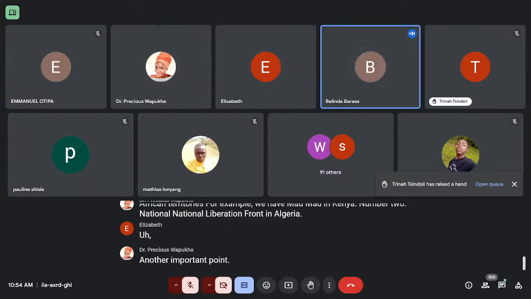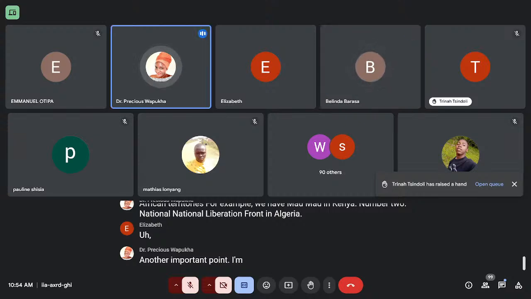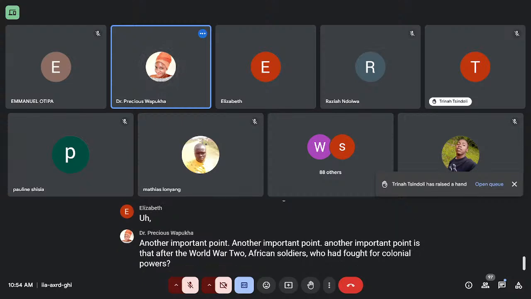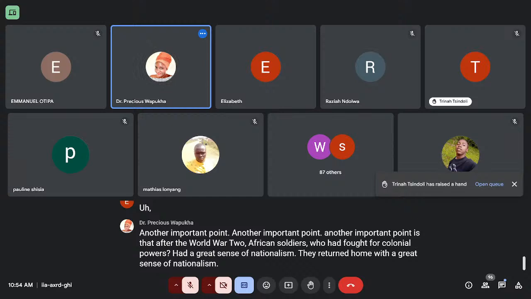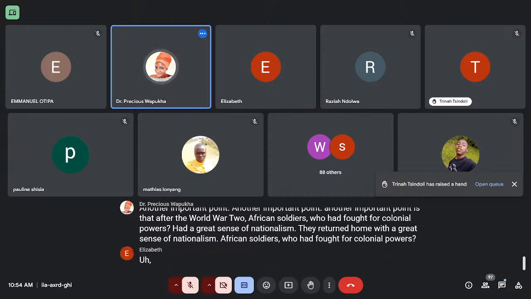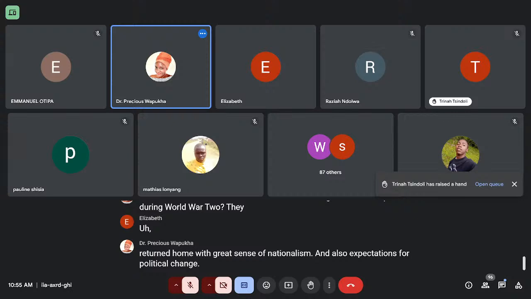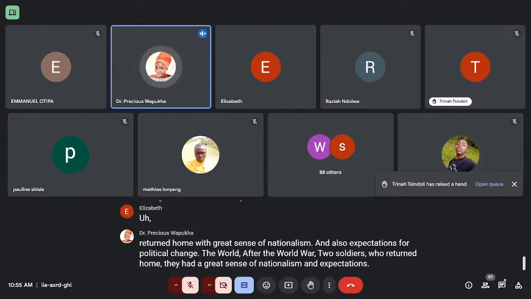Another important point is that after World War II, African soldiers who had fought for colonial powers returned home with a great sense of nationalism and expectations for political change in Africa.